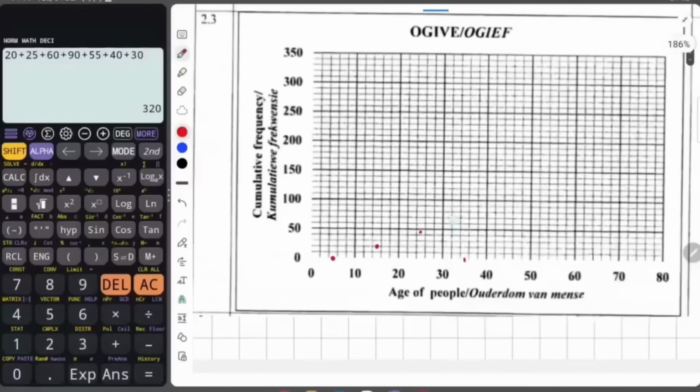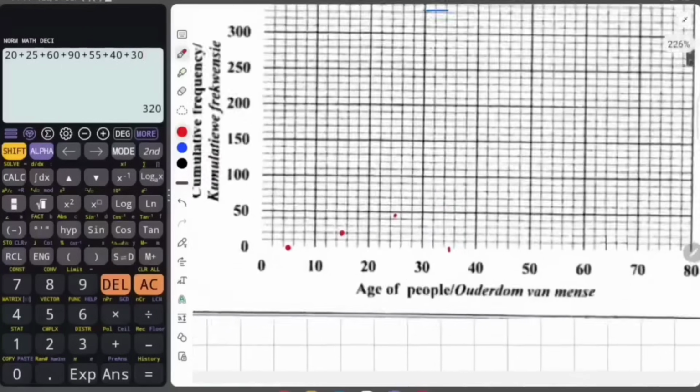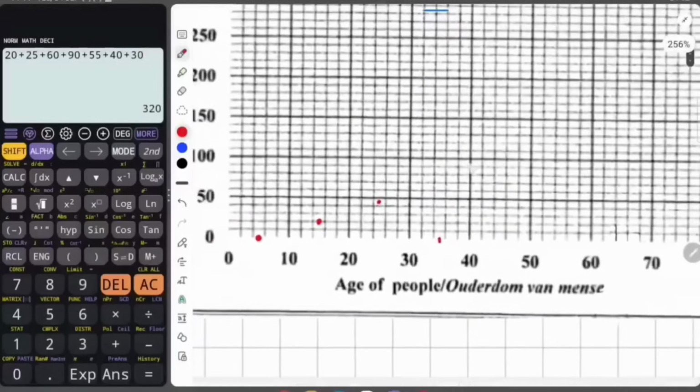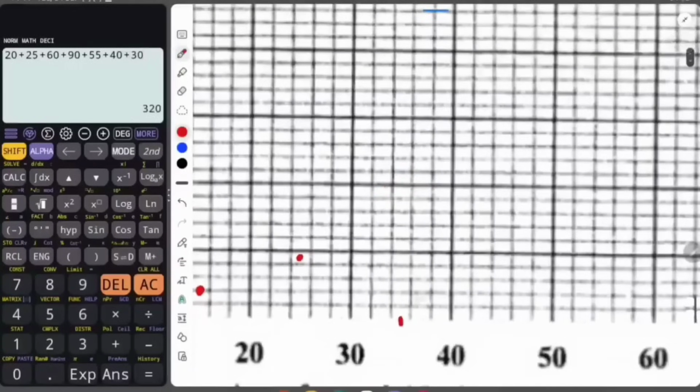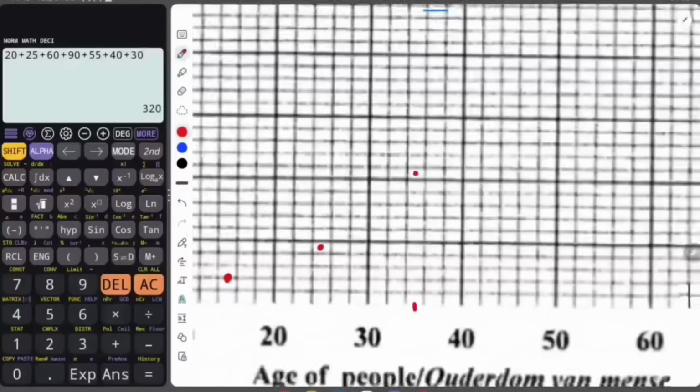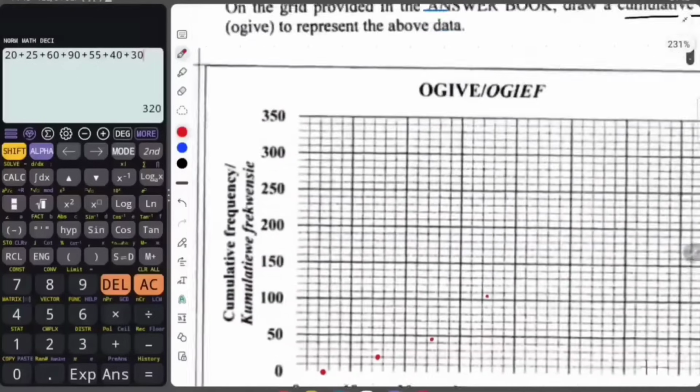105 is going to be, so here's 100. So halfway, just a little bit higher. Since this is the 100 mark, we're going to say just a bit higher than that. So just maybe here. Okay, so halfway in between. Okay, that is the next one that we have.